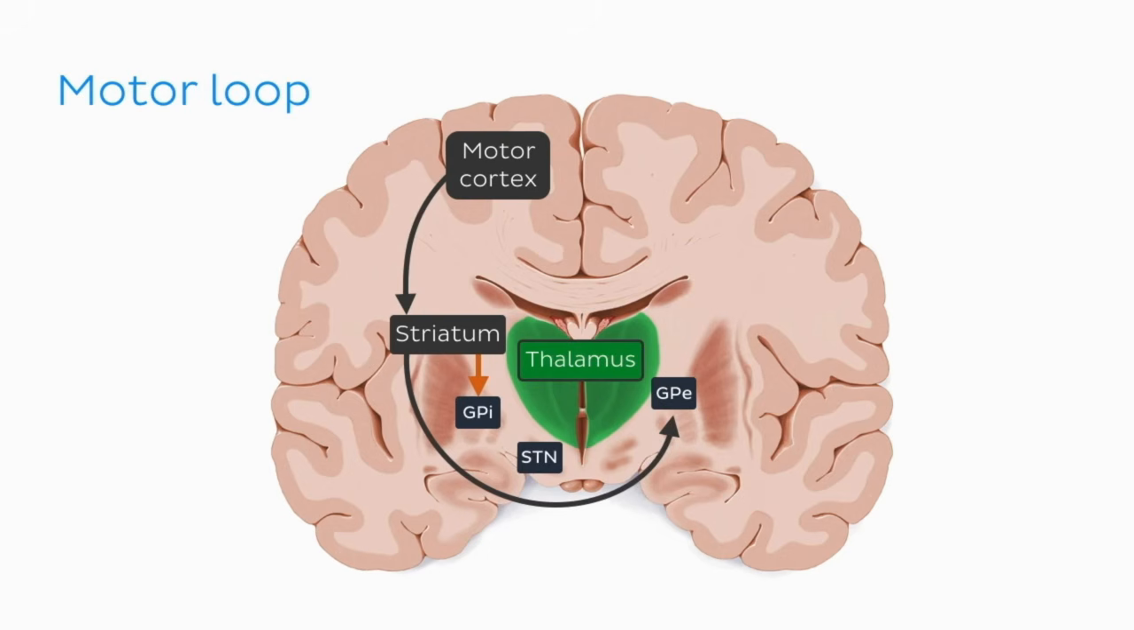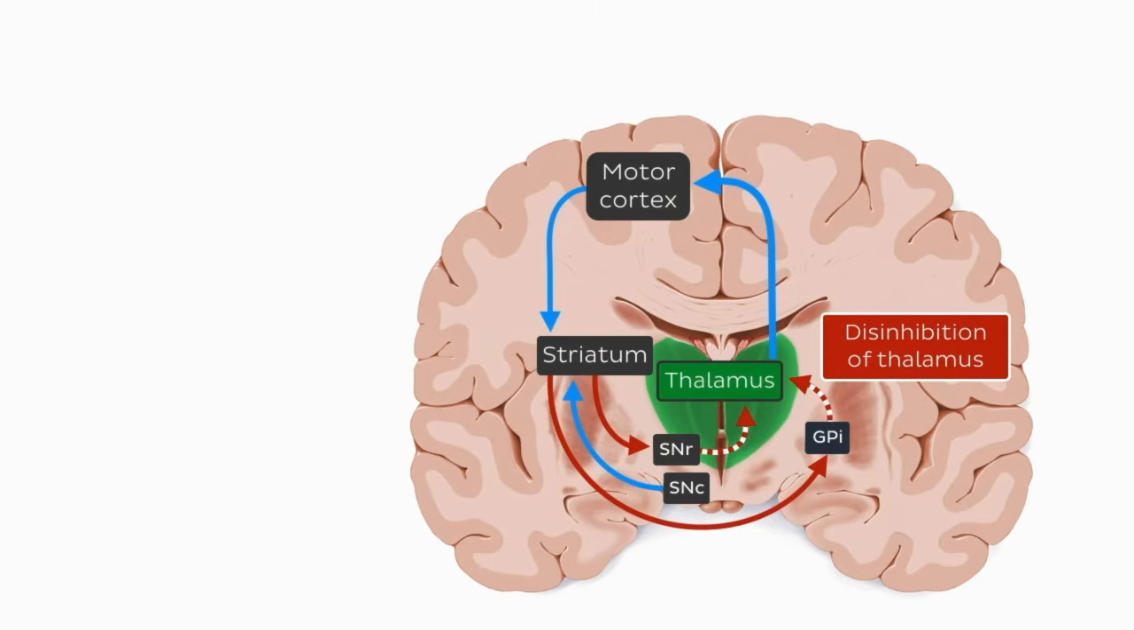The first is a direct pathway, which involves communication directly between the striatum and the internal segment of the globus pallidus. And the second is an indirect pathway, which involves communication between the external segment of the globus pallidus and the subthalamic nucleus, which then loops back to the internal segment of the globus pallidus and thalamus. From here, the thalamus communicates back to the motor cortex, completing our loop. Let's take a closer look at each pathway to see what they're all about.